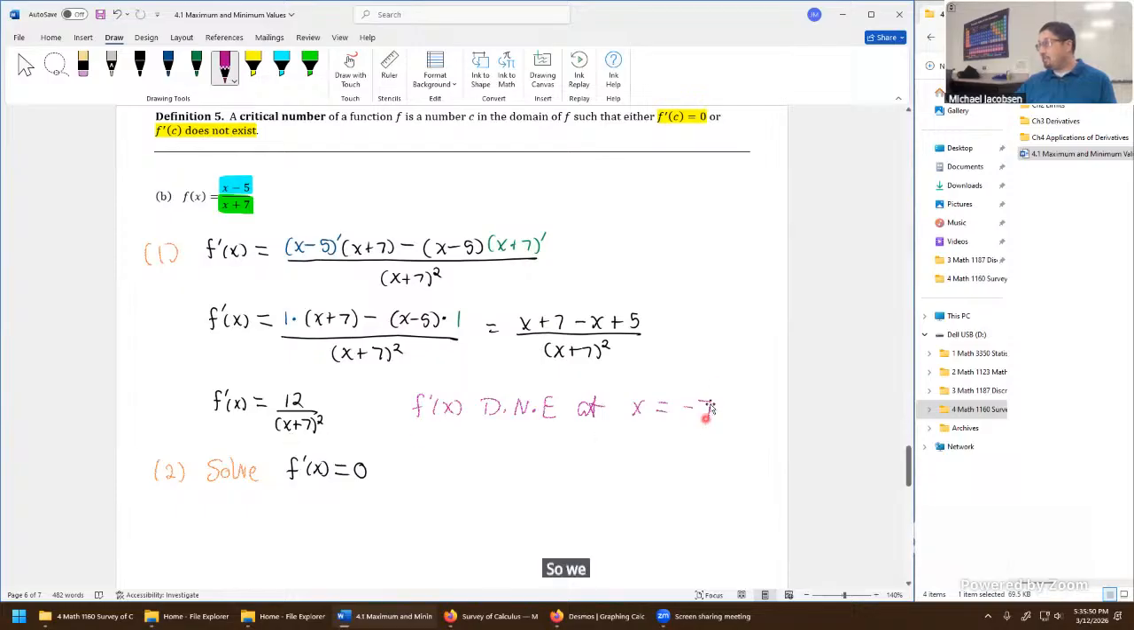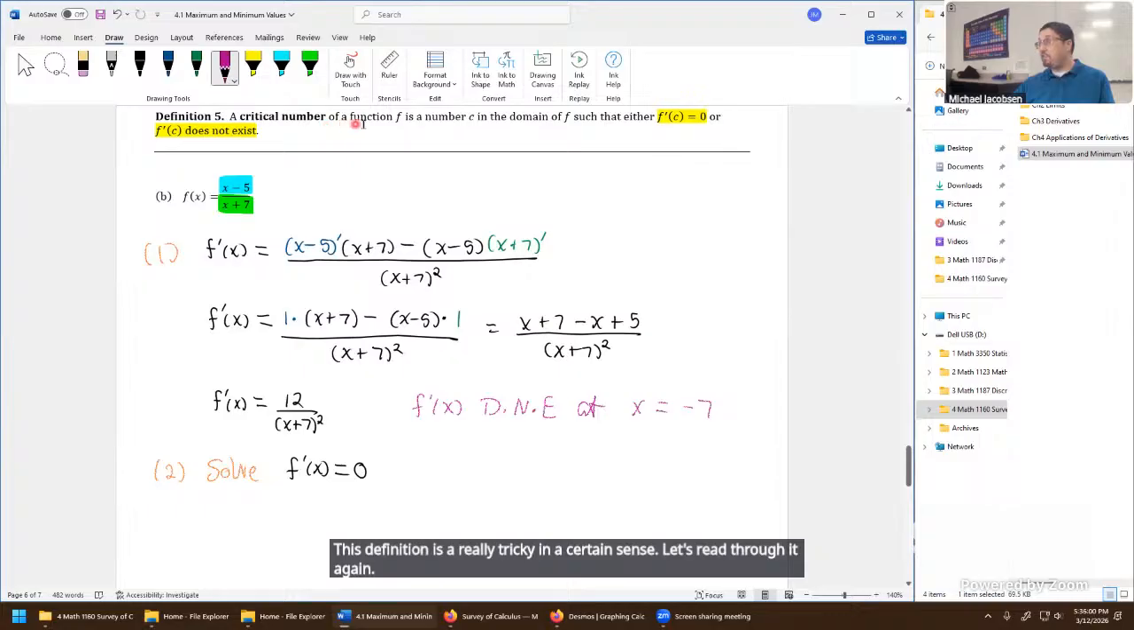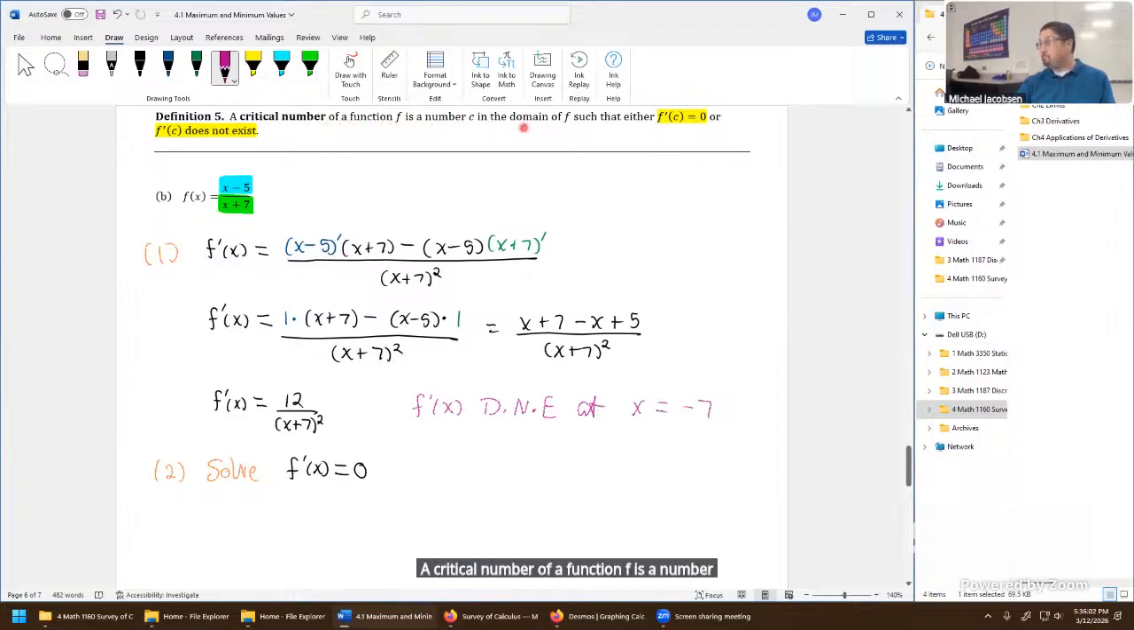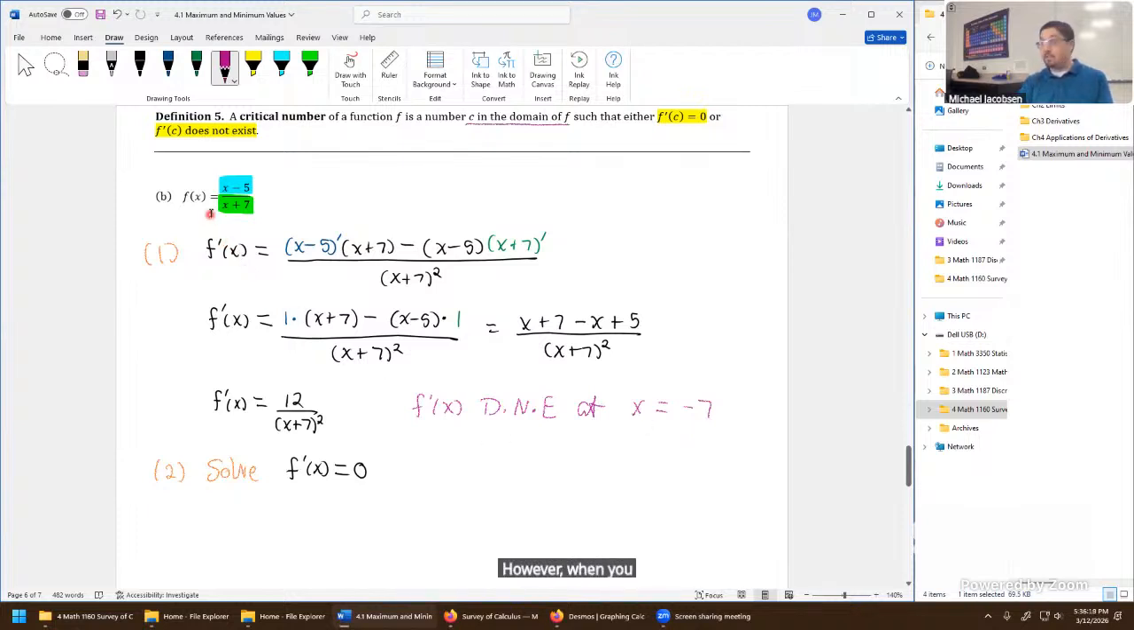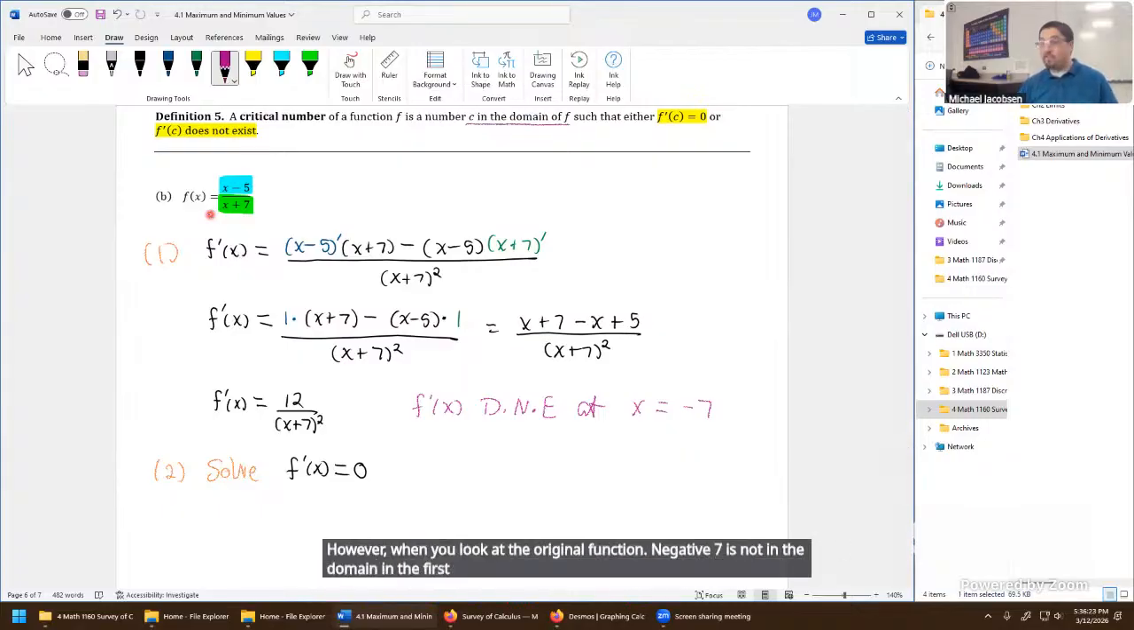So we wonder, is -7 a critical number? This definition is really tricky in a certain sense. Let's read through it again. A critical number of a function f is a number c in the domain of that function f, such that either the derivative is 0 or the derivative does not exist. And there's one number where the derivative does not exist, -7. However, when you look at the original function, -7 is not in the domain in the first place. You can't put -7 there.